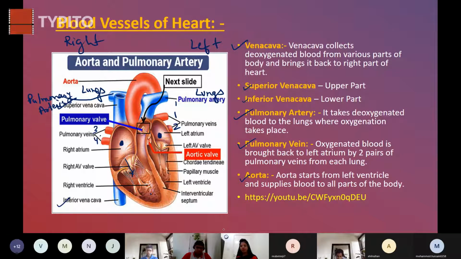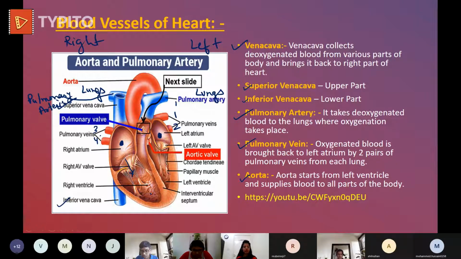Okay, now I'm telling you once again, blood vessels of the heart. Deoxygenated blood is received from all parts of the body by the vena cava. Vena cava are of two types, superior and inferior vena cava. The superior vena cava receives deoxygenated blood from the upper part of the body. The inferior vena cava receives deoxygenated blood from the lower part of the body.